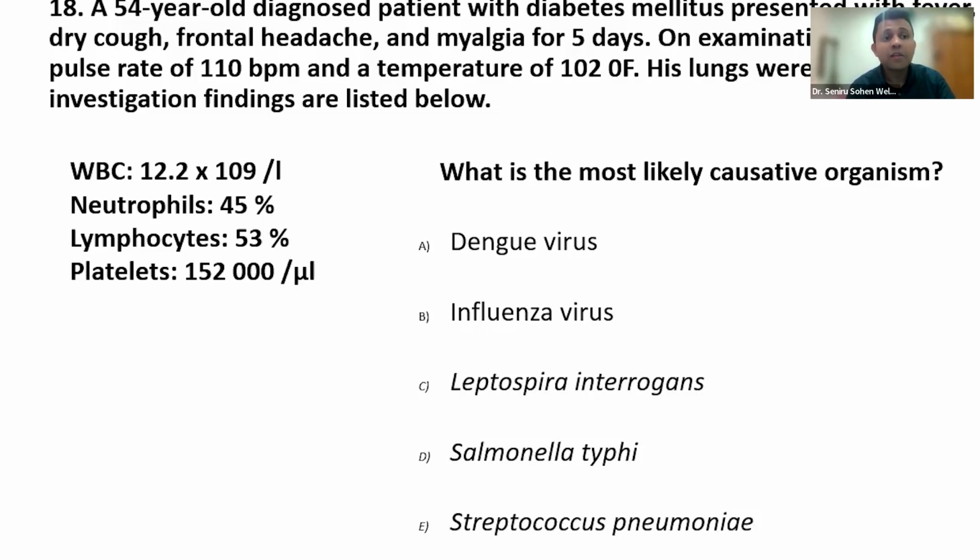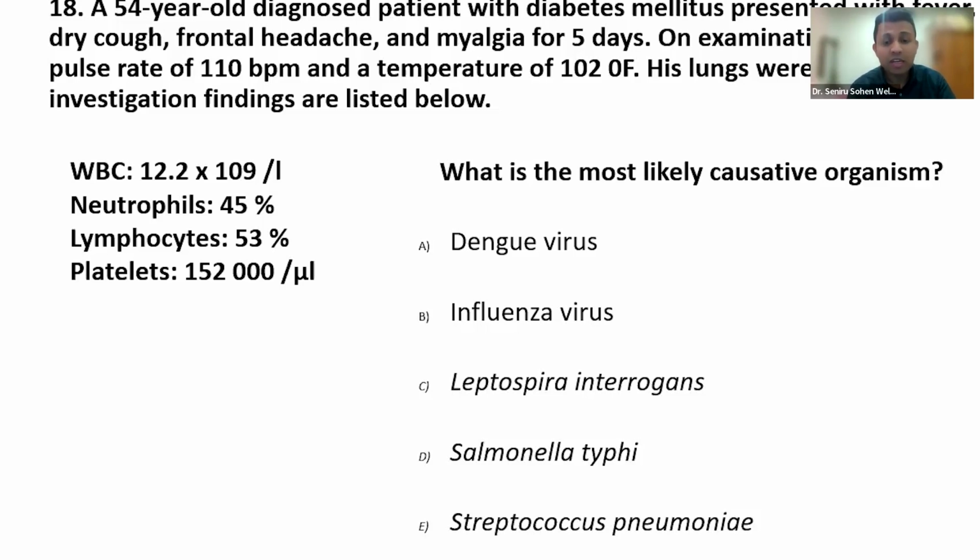Can have dry cough, frontal headache with clear lungs, and can have a lymphocytic picture like this with low platelets because it is a virus. Leptospirosis, you can have high WBC with low platelets, and the features will also fit leptospirosis, but it will be a neutrophilic predominance rather than a lymphocytic predominance.